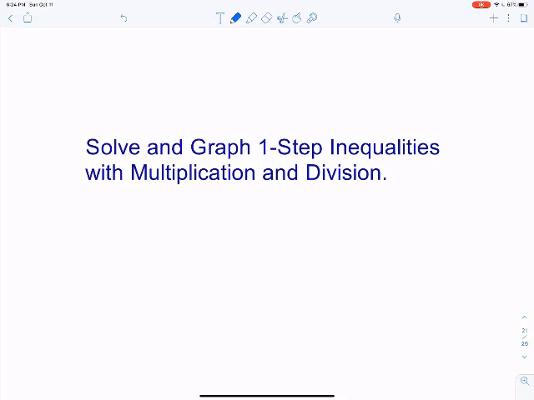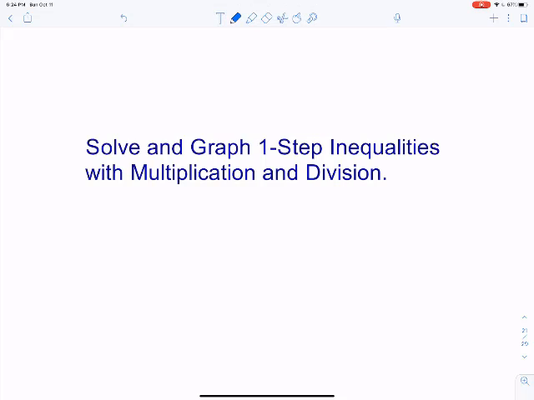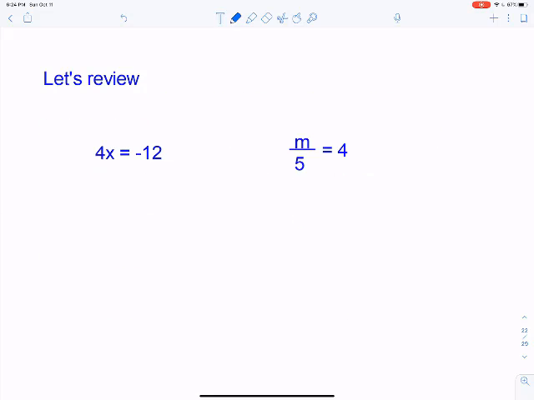You probably found that there was absolutely no difference between the inequalities and the equations. Now let's see if we can try multiply and divide. These are going to be a little different. Let's start off by talking about equations real quick. If I have a multiply by 4, how do I get rid of it? I do a divide by 4, and you end up with x equals, in this case, negative 3.